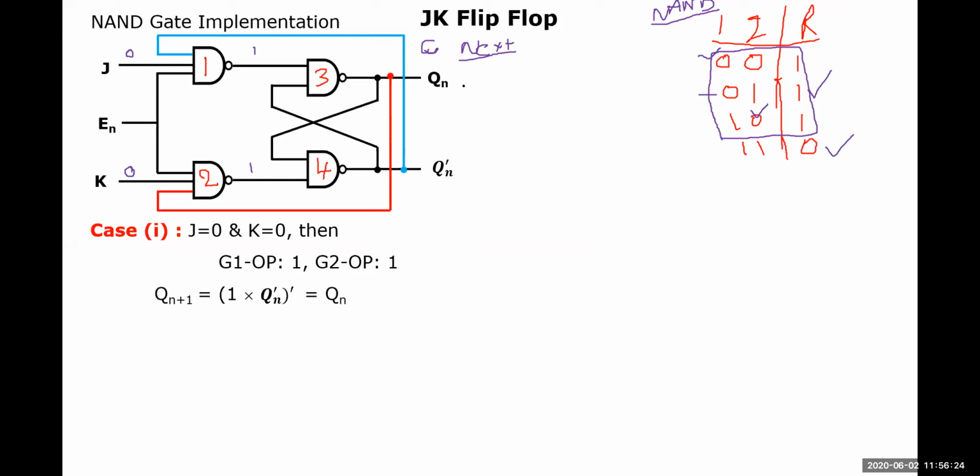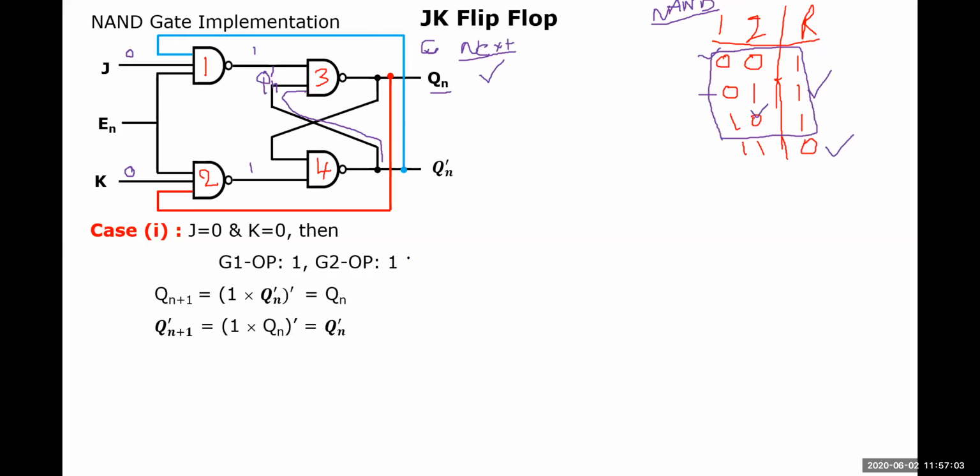So Qn plus 1 will be taken. Here it is already 1 and I would like to propagate this particular value here. So this is Qn complement. Obviously, 1 into Qn complement whole complement equals Qn. So you will get the same state which is available in the current state, and that will continue in the next state also.